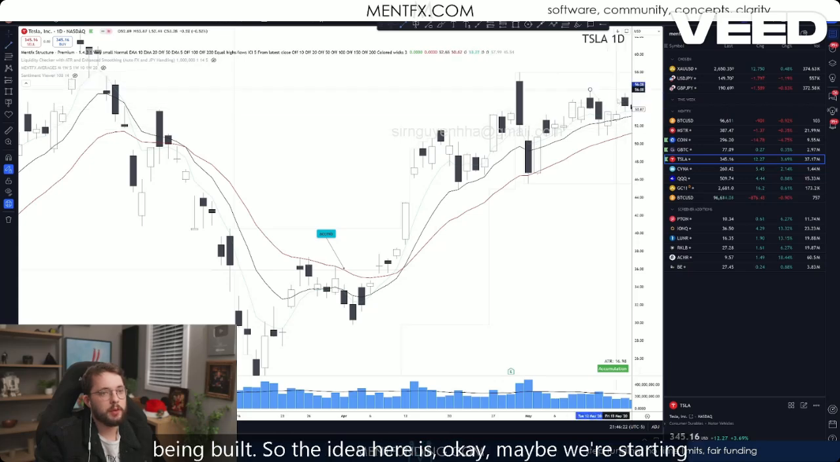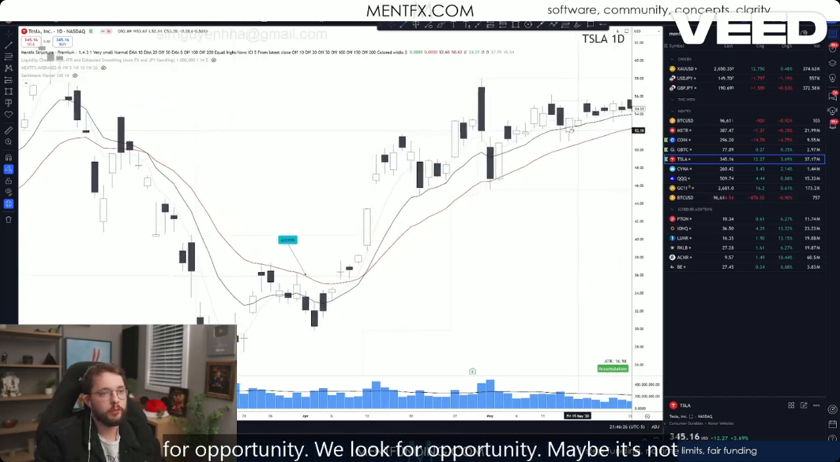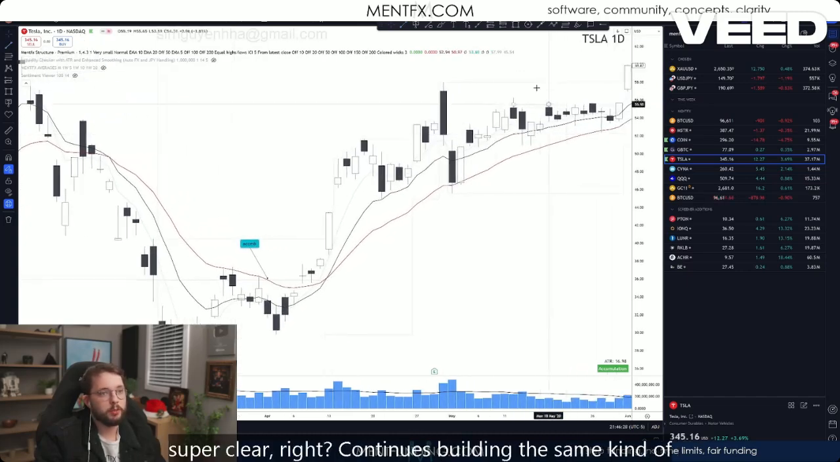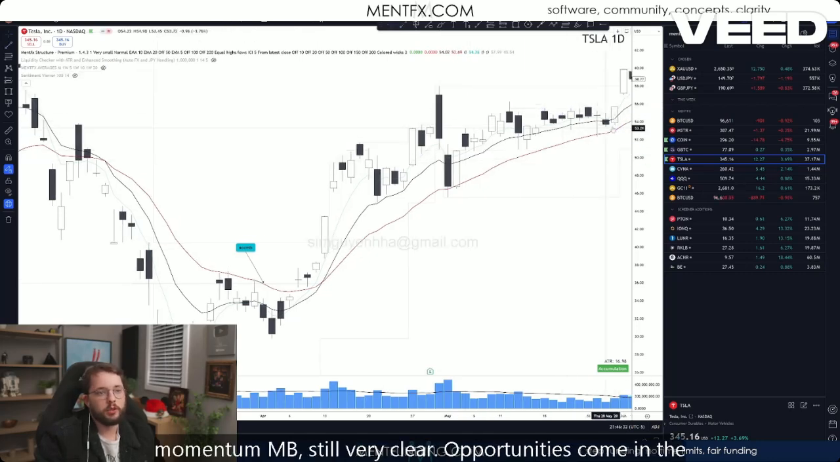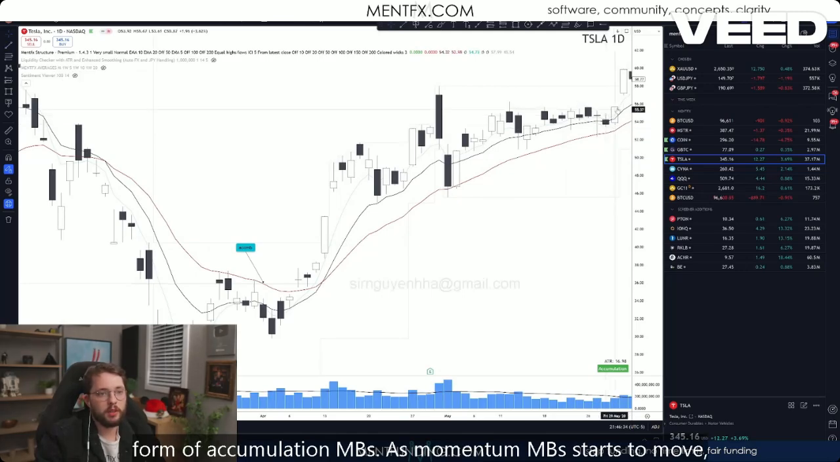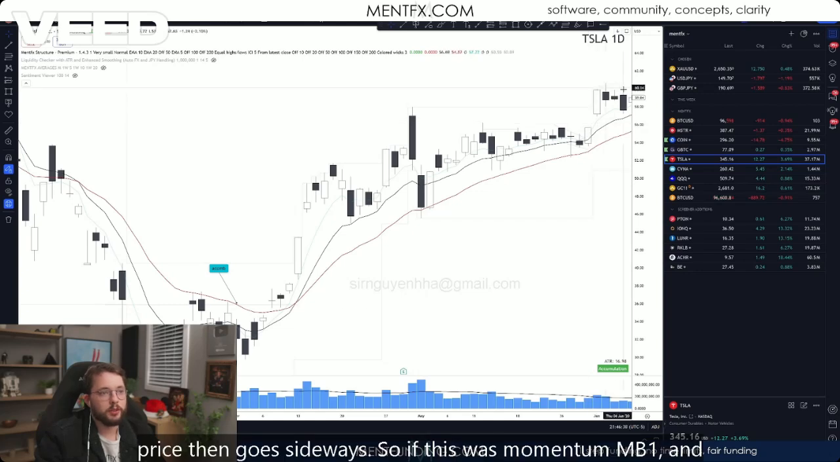So the idea here is, okay, maybe we're starting some kind of move through this point. This is where we look for opportunity. We look for opportunity. Maybe it's not super clear, right? Continues building the same kind of momentum MB, still very clear. Opportunities come in the form of accumulation MBs. As momentum MBs start to move, price then goes sideways.